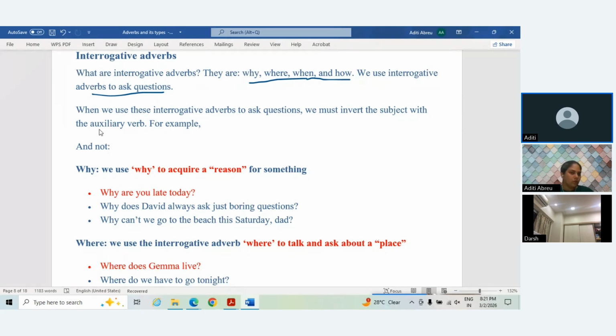Understood? But when we use these interrogative adverbs to ask questions, the word when is your interrogative adverb. Here it's not a question, it's a statement, so here it's just a conjunction. Like, why are you late? The word why is your adverb. Where does Gemma live? Where is your adverb. They are called interrogative adverbs. Done.